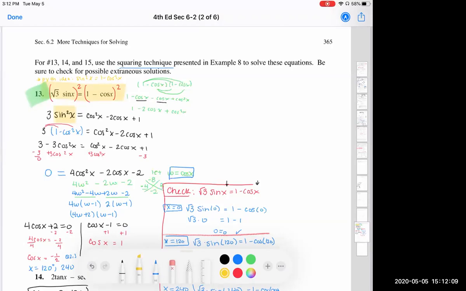All right, that's all for 6.2 today. Your homework for 6.2 is all odd problems. Before I call it a day, are there any homework questions from the previous homework assignment 6.1 or maybe anything from chapter 5?